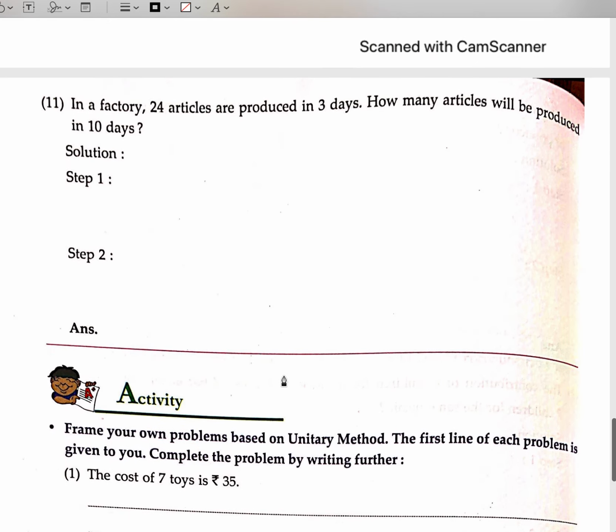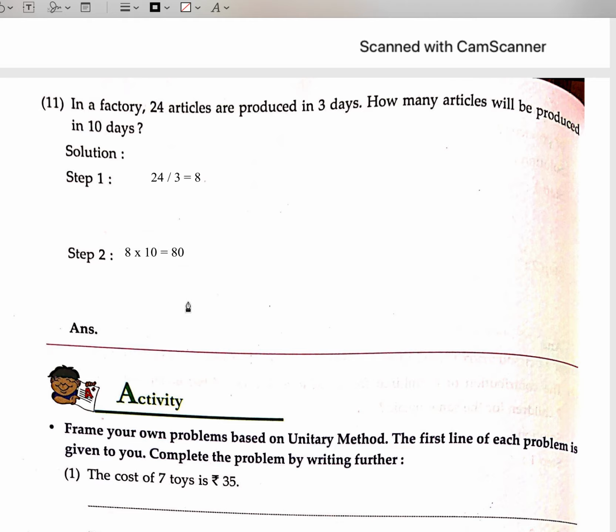Okay, so our last sum: in a factory 24 articles were produced in 3 days. How many articles will be produced in 10 days? So first we will divide 24 by 3. So we'll get how many articles are produced in one day. 24 divided by 3 is equal to 8. So 8 articles are produced in one day. Now how many are produced in 10 days? We simply have to do 8 into 10, which is equal to 80.